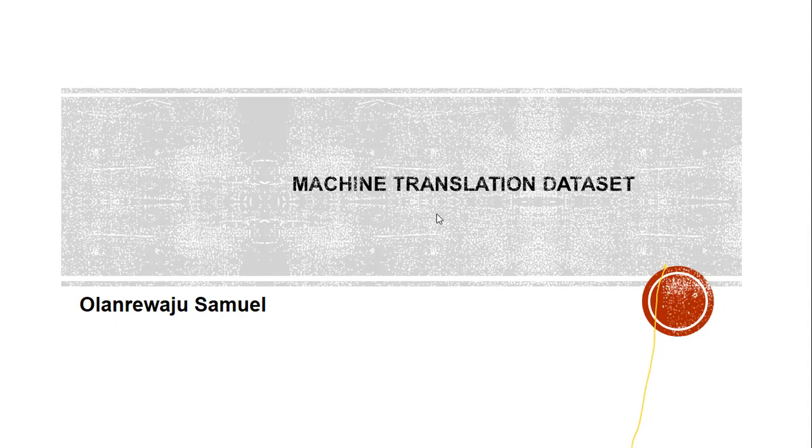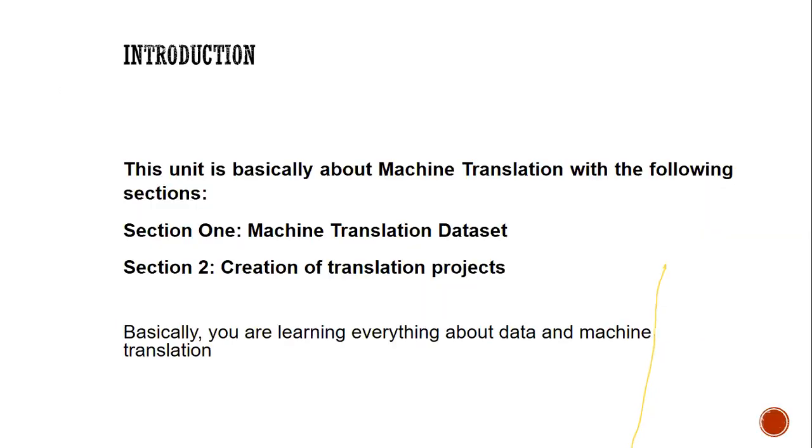All right, so today I'm going to be talking about machine translation data set. Here I'm going to be doing two things: talking about machine translation data set and the creation of translation projects. We'll be doing that in OmegaT. I'm going to show us how to download OmegaT, where to download it from, and how to use it for your machine translation.